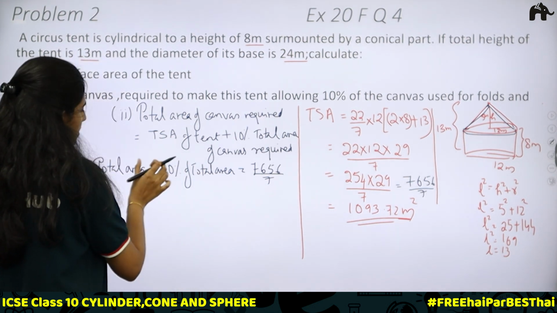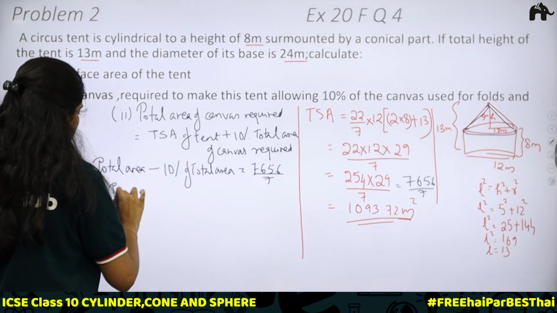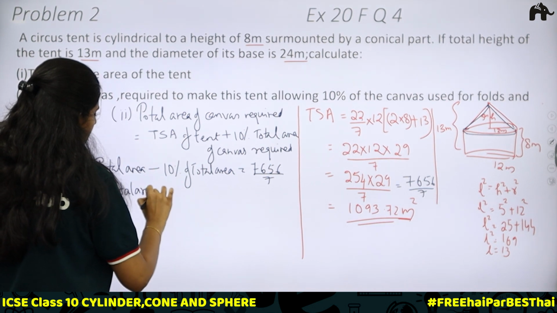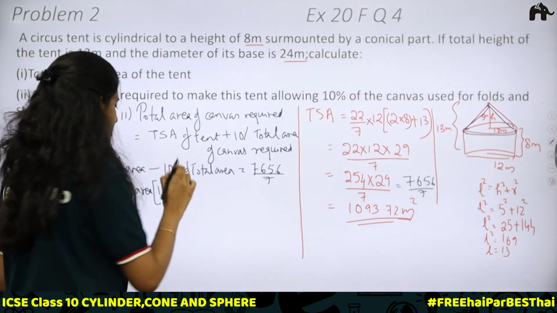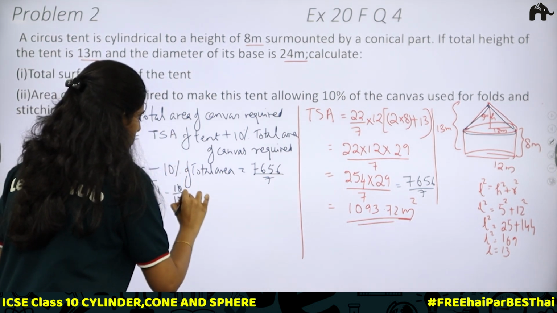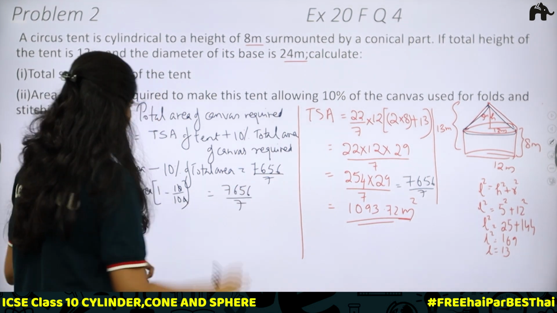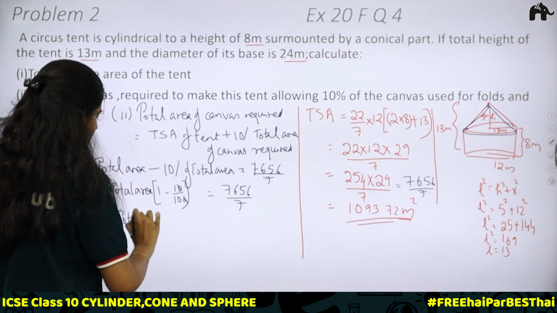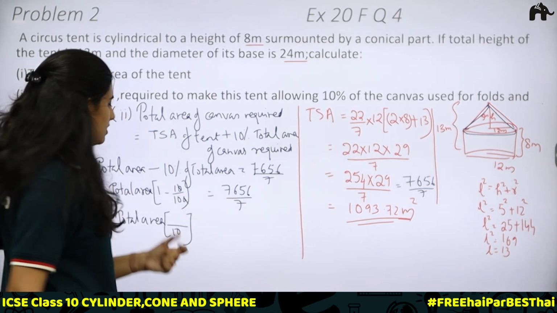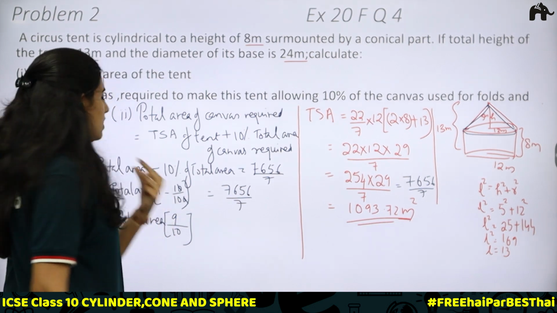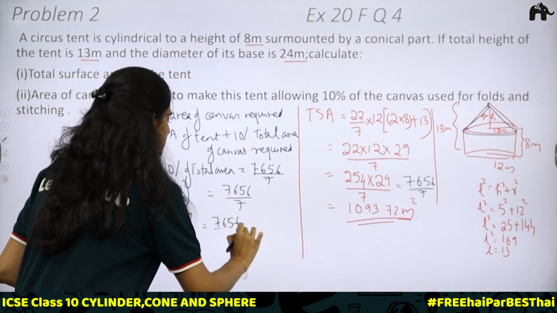Now the total area minus 10% of total area. Taking total area outside, we get total area into 1 minus 10%. 10% can be written as 10 by 100. The zeros get cancelled. That is equal to 7656 divided by 7. So the total area into 10 comes in the denominator, 10 minus 1, which is 9. Total area into 9 by 10 is equal to 7656 divided by 7.